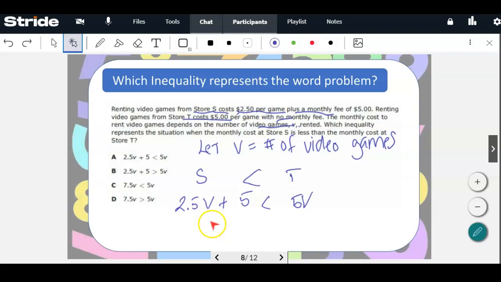So let's look at it. We have 2.5V plus 5. It looks like A is the answer there. Matches up. Okay, we're going to do another one.